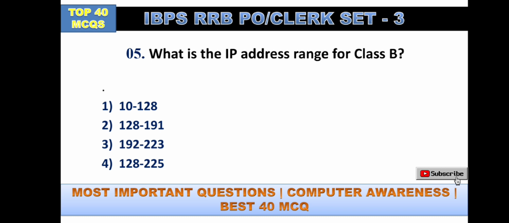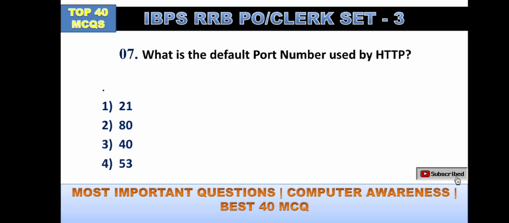What is the IP address range for class B? Class B IP address range starts from 128 to 191 and class A IP address range is 0 to 127. Okay. So what is the IP address range for class C? Class C IP address range starts from 192 to 223. 192 to 223.